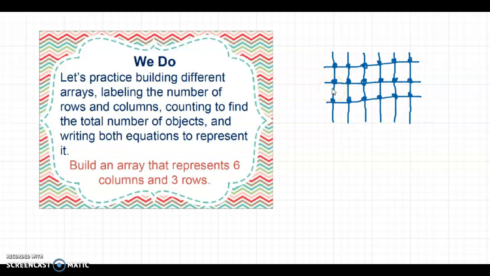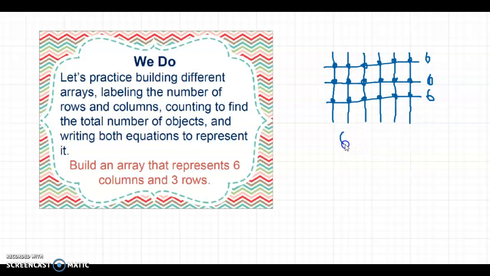So now you can see that we have 1, 2, 3, 4, 5, 6 columns, and 1, 2, 3 rows. Now let's write our equation. This is 1, 2, 3, 4, 5, 6. So here's 6 here. It's the same thing here, so we also have 6. Also the same thing here. So we have 3 6s.